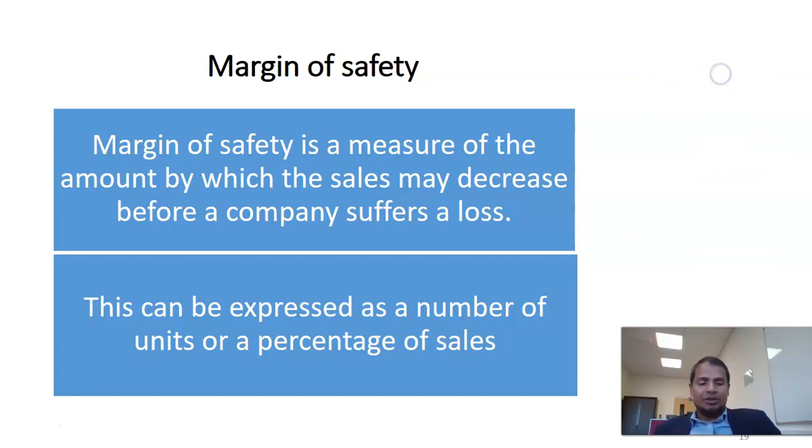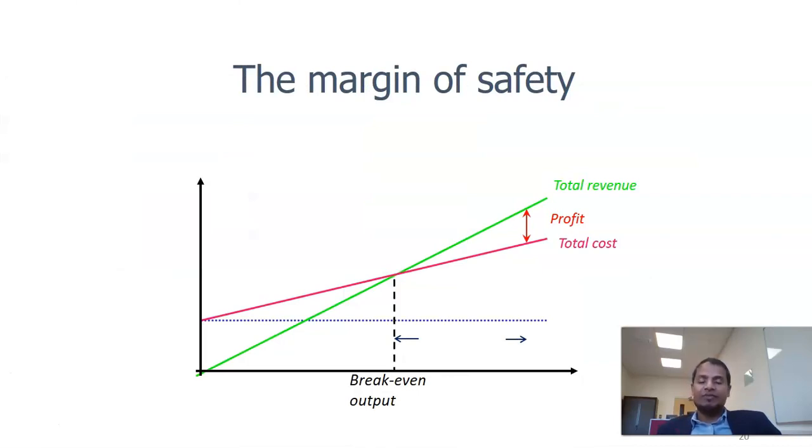So next is margin of safety. If you see in the graph, this is the break-even point. And if you have X number of units you have sold or budgeted units, this is it, and what's the difference between the break-even and the X number of units? This difference is represented by margin of safety.